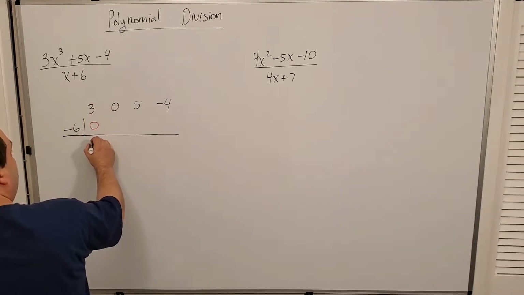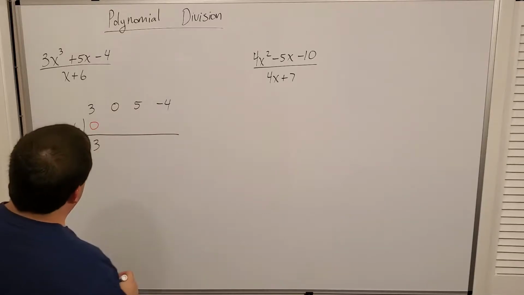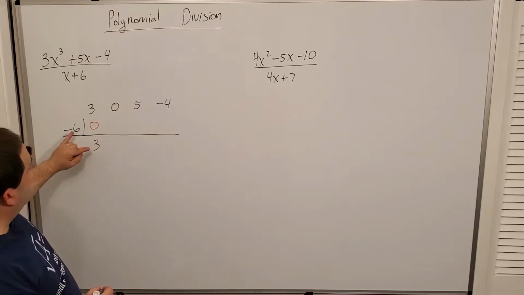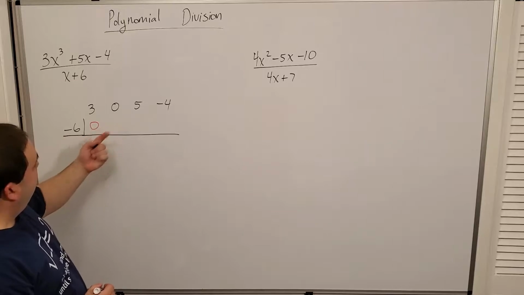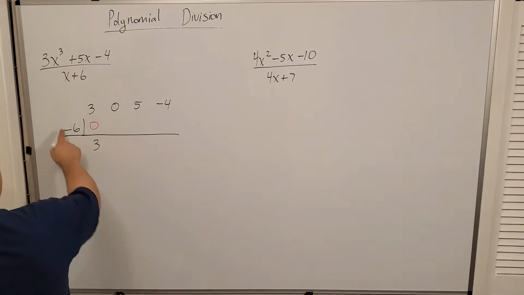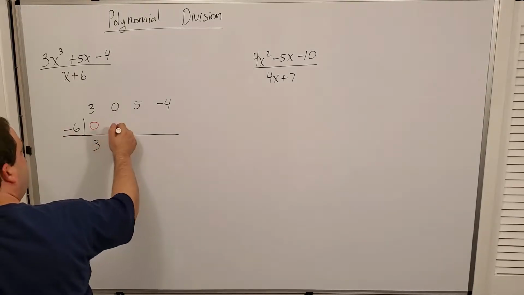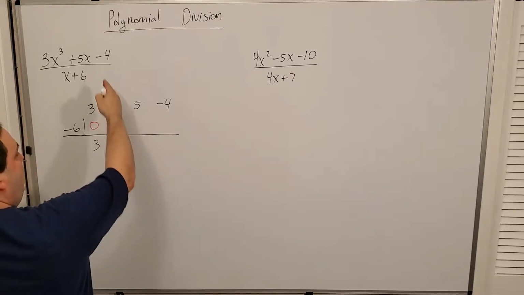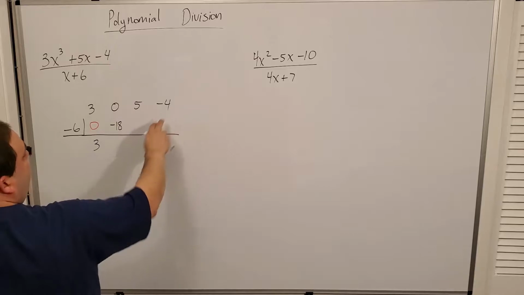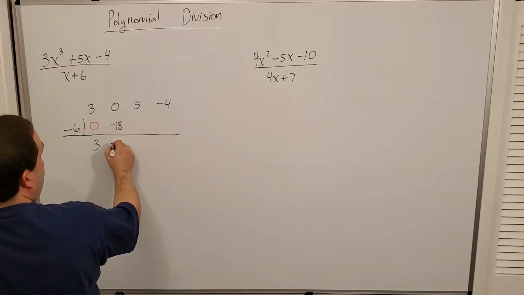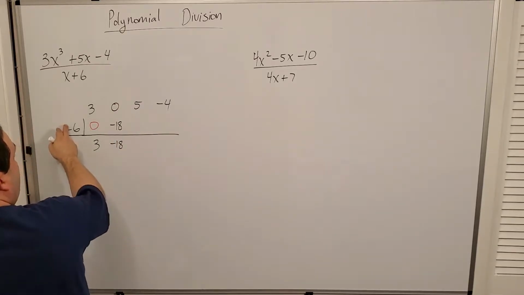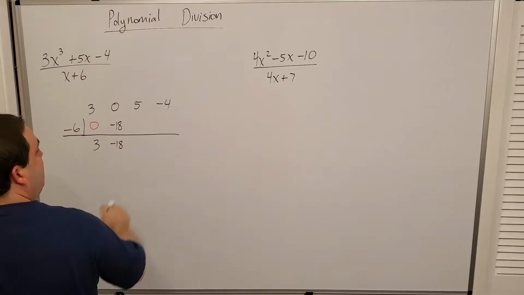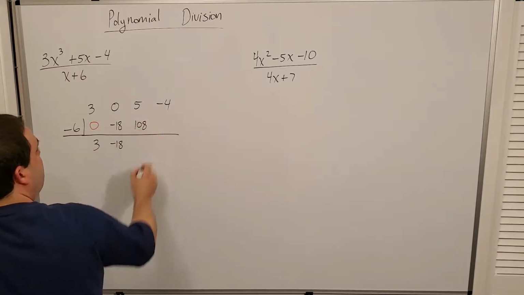So 3 plus 0 is 3. Then you use a multiplication of the number in the box to get the next column. So -6 times 3 is -18. And then I can keep going. I can add and multiply, add and multiply. So I add here, I get -18. -6 times -18 is 108.